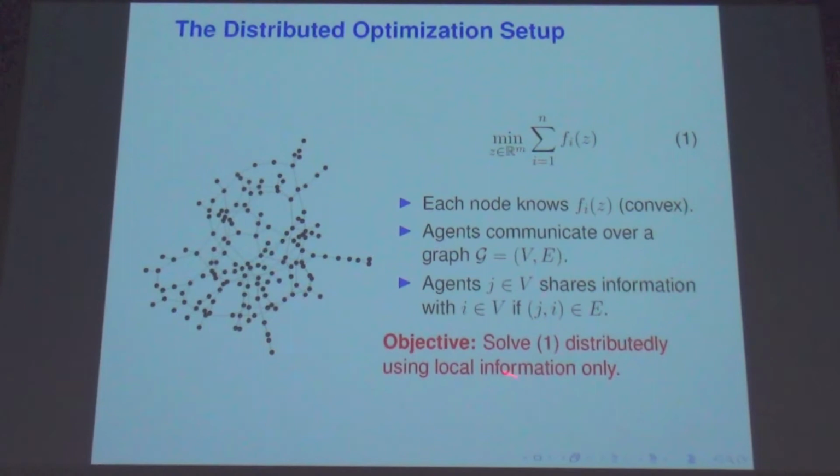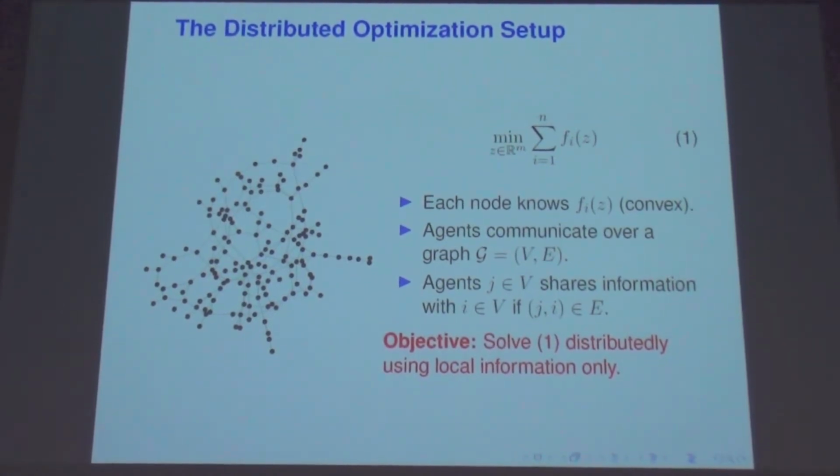this optimization problem using local information only. And what is local information? That means that each of the nodes can only compute some of the function values or some of the gradient values, and the information coming from the nodes next to them.